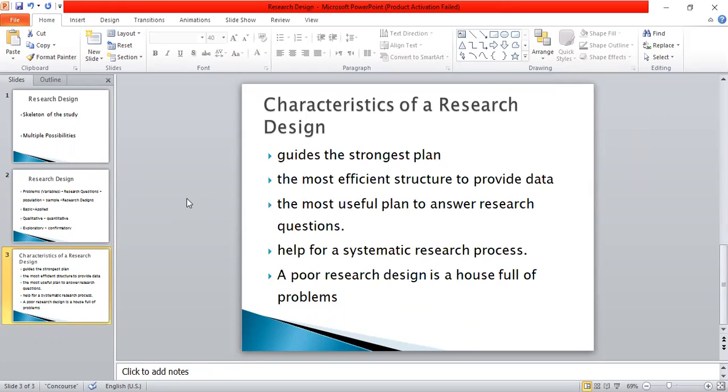That totally depends upon your research design. The fourth one is basically, if you have a good design, it helps you have a systematic research process. I mean, your research follows a systematic process. And if the research design is a poor one, it is a house full of problems. You can't carry out your research. It's complete havoc. So that's why this is one of the most important things that we are supposed to have, our research design.